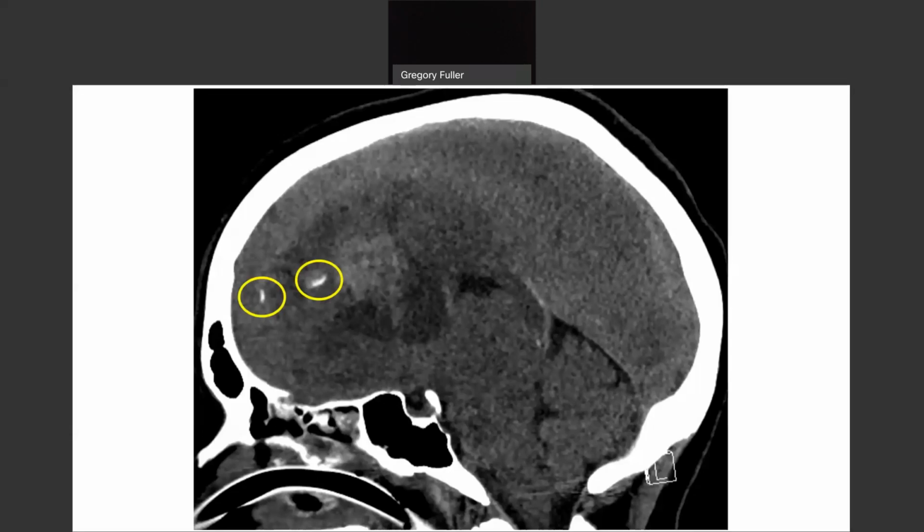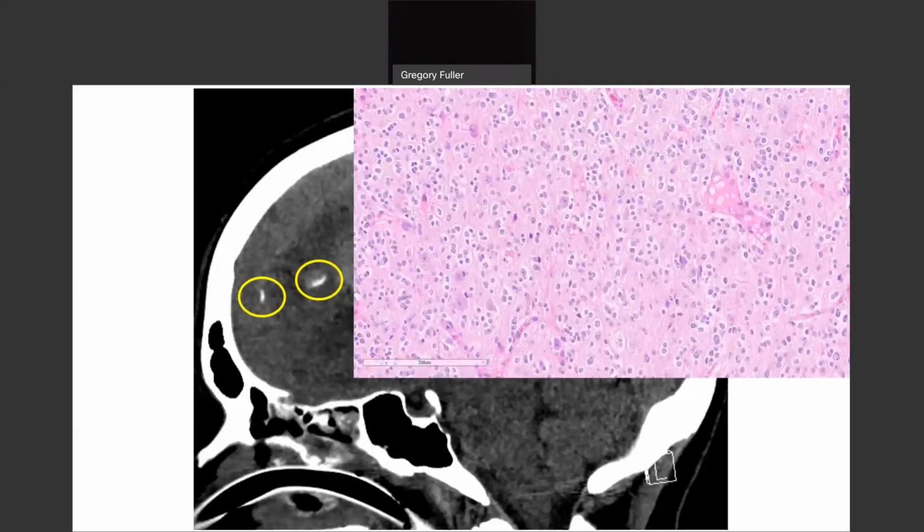Notice that this lobar hemorrhage is going to mess up essentially everything on the MR scan, right? Because all the architecture is going to be destroyed, but not the calcification, which is beautifully seen on the CT. Second best would probably be MR gradient echo, T2 star. But that's basically it. Here's the histology. Guess what? Oligodendroglioma. In fact, it was anaplastic oligodendroglioma because of the vascular proliferation.